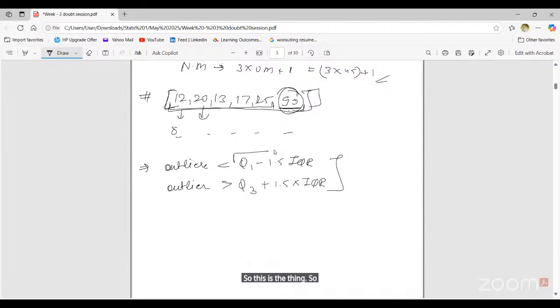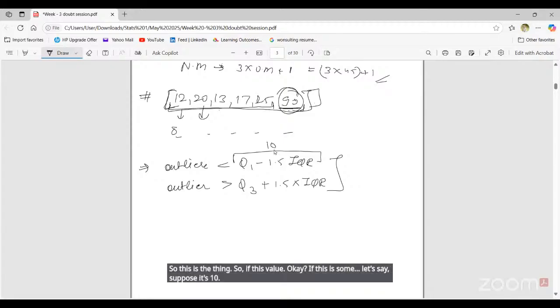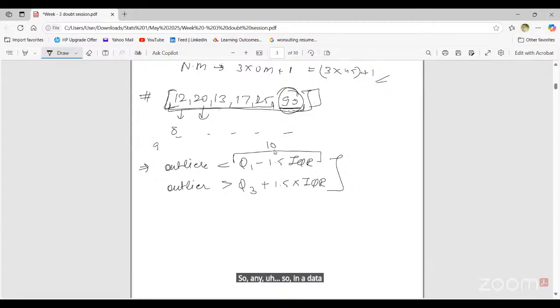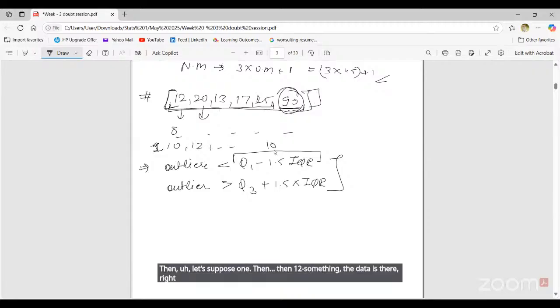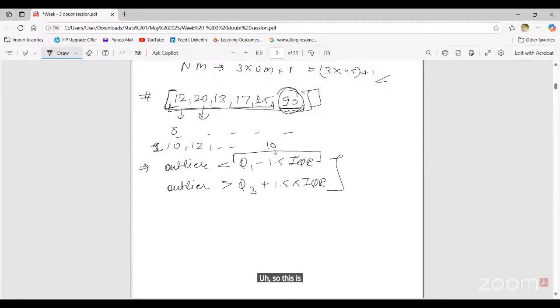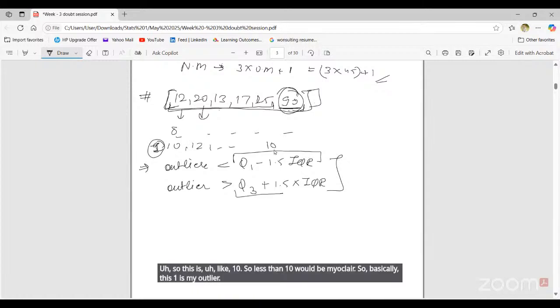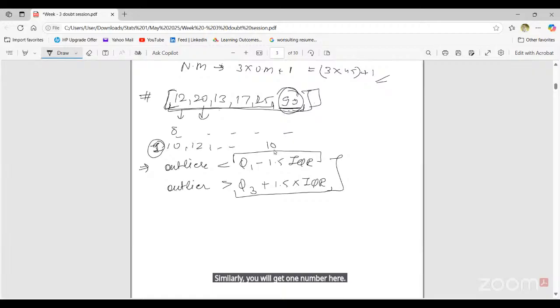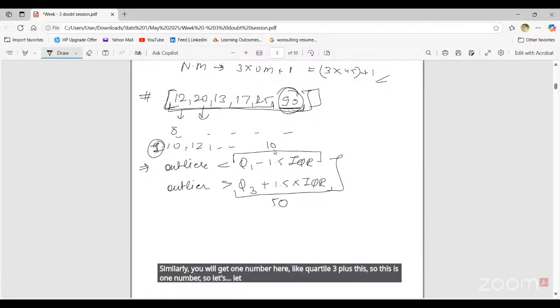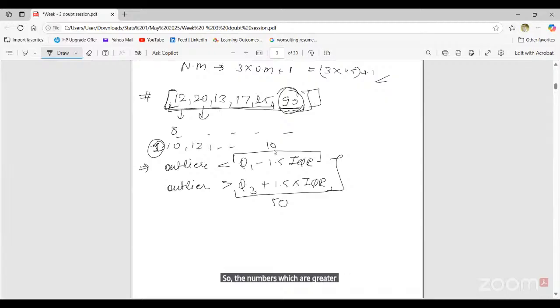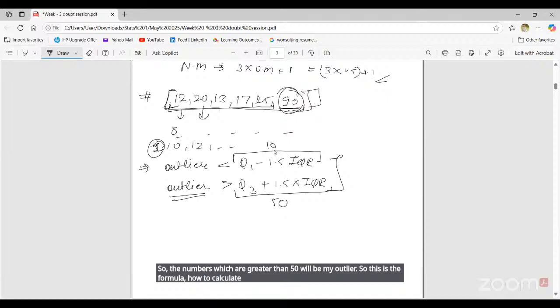Suppose this value is 10, and the data is something like 9, 1, 10, 12. Then anything less than 10 would be my outlier, so this 1 is my outlier. Similarly, you will get a number for quartile 3 plus this. Let's say it's 50. Then the numbers greater than 50 will be my outliers. So this is the formula to calculate outliers.